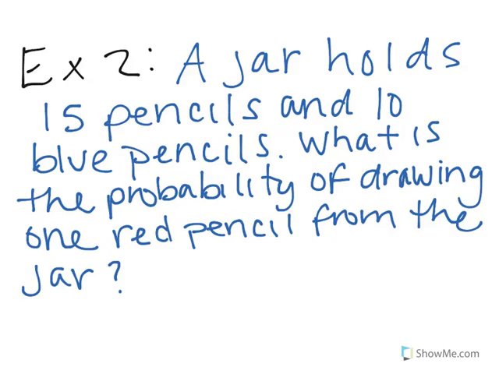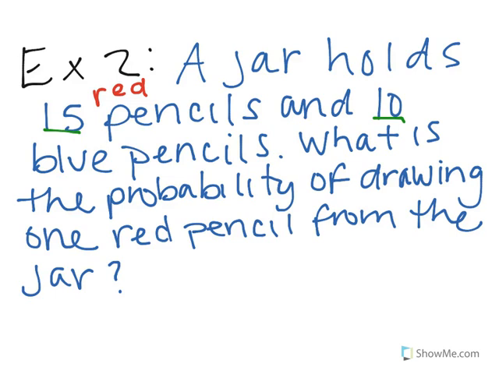My next example, this is more of an independent event, and it says a jar holds 15 pencils and 10 blue pencils. What is the probability of drawing 1 red pencil from the jar? So I'm going to add the word 15 red pencils. I forgot to add that when I wrote that at the beginning. So if a jar holds 15 red pencils and 10 blue pencils, what's the probability of drawing 1 red pencil from the jar?